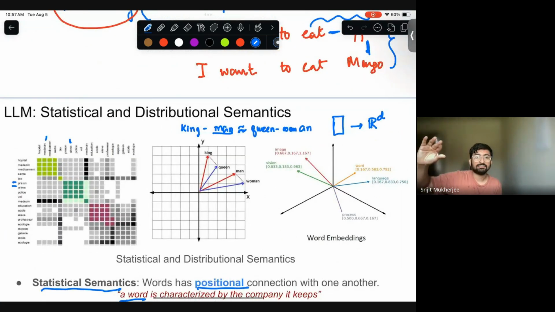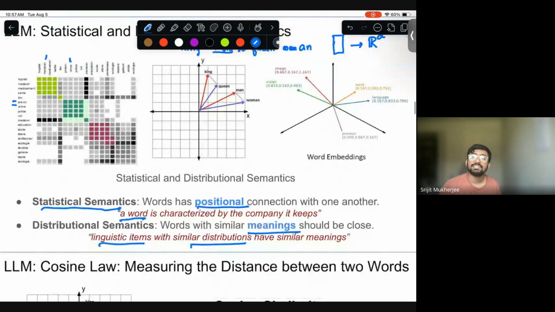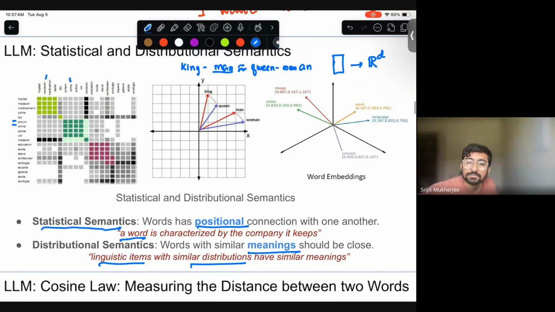Did you understand, guys? Did you understand these two things? What we mean by position and what we mean by meaning. The statistical semantics and distributional semantics. What do they mean? Yes or no? Can I get a yes or no? Or you want me to explain once again?